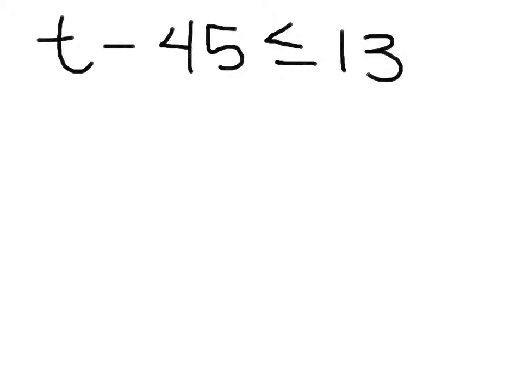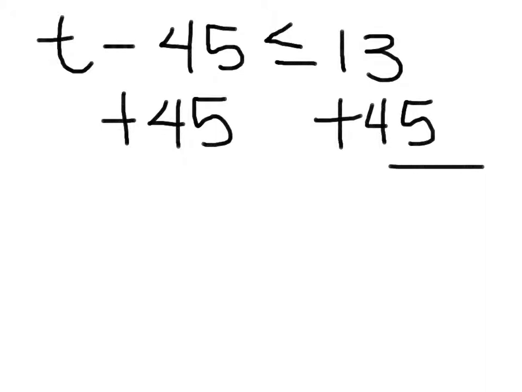So if we have t minus 45 is less than or equal to 13, how do we get t by itself? What do we have to do? Plus 45. And whatever you do to one side of an equation or an inequality, you've got to do to the other. So we're going to add 45 to both sides.